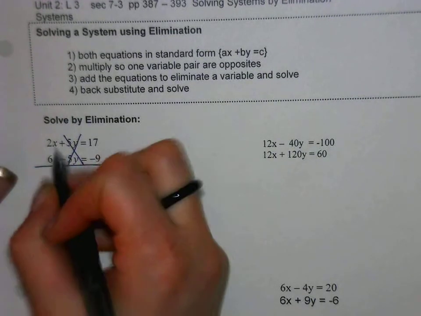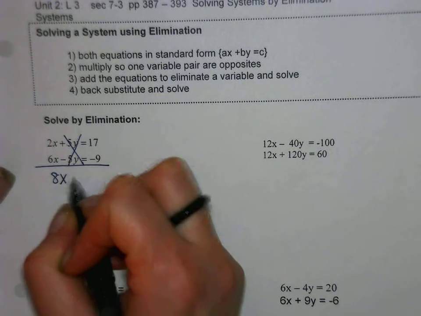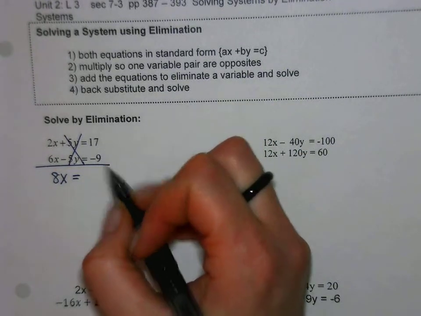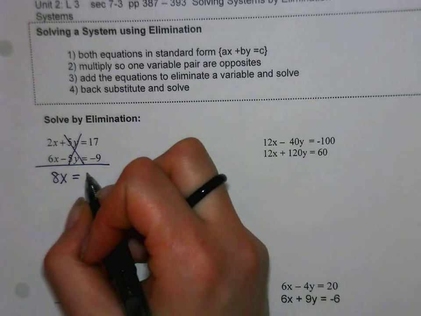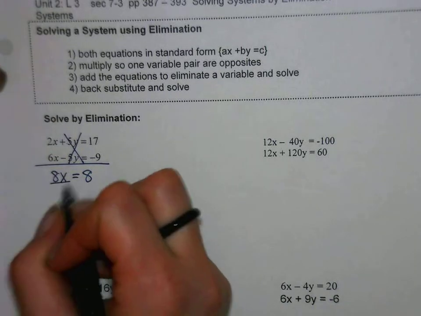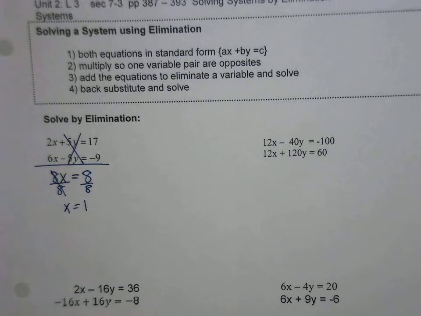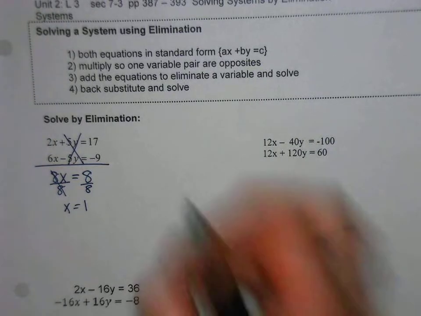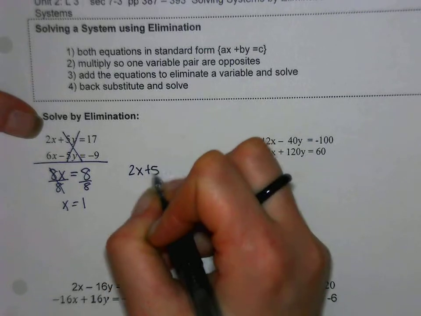So then what we do is we add from top to bottom. So 2x plus 6x is 8x equals 17 minus 9, or 17 plus a negative 9, whichever way you would like to look at it, is 8. So then to solve for x, we divide both sides by 8. X equals 1.